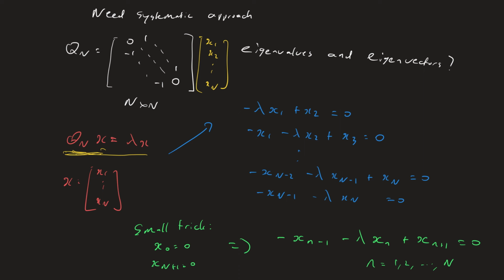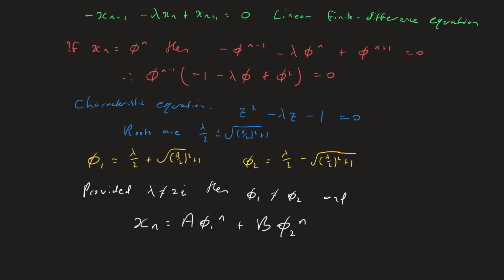If we ignore the constraints, x0 and x of big N plus 1 equaling 0, if we ignore those two constraints or boundary values and focus just on this recurrence relation here, this is a linear finite difference equation and it will always have solutions, and there's a standard trick for finding all solutions. First, we look for solutions of a very specific form.